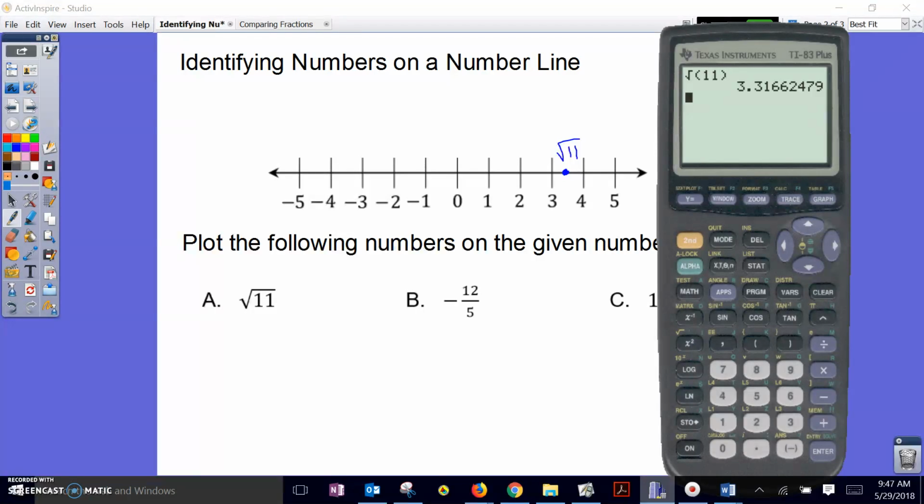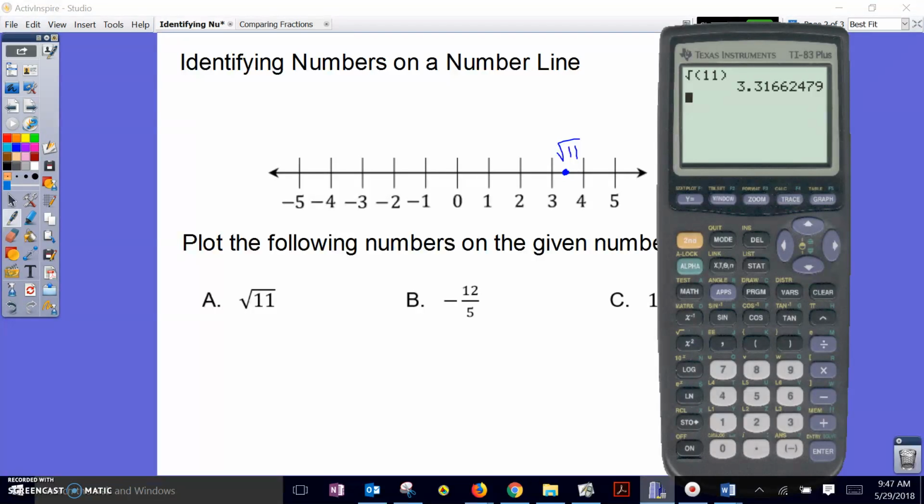All right, next, -12/5. And again, like we did with the square roots, I could think about numbers that I turn into integers when I write them as fractions. For instance, -10/5. We know that 10/5 should reduce to 2. So -10/5 would be -2. This gives us a general idea of where -12/5 should be.